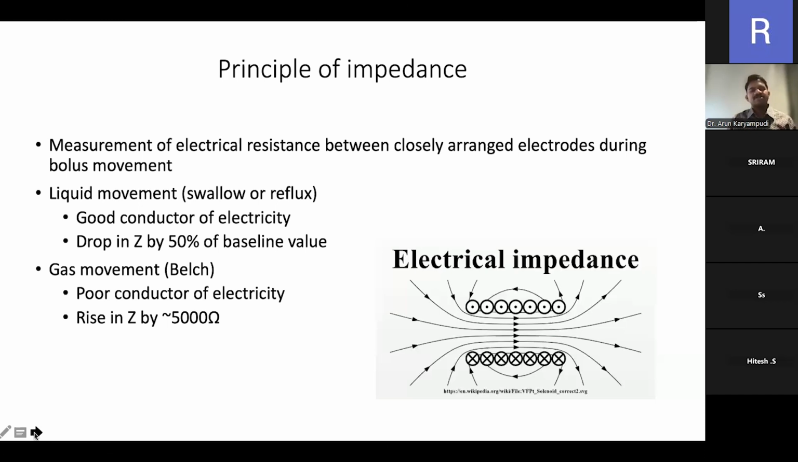On the other hand, air or gas is a poor conductor of electricity. So whenever air traverses two electrodes, there is an increase in impedance. Whenever the impedance rises above 5000 ohms, it means that gas is passing through, and the pH recorder assumes that it is gas traversing across the esophagus. So this is the basic principle of impedance.